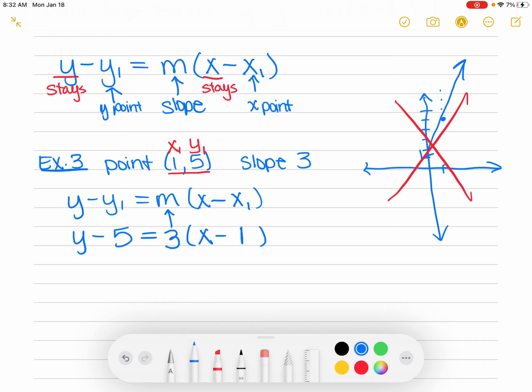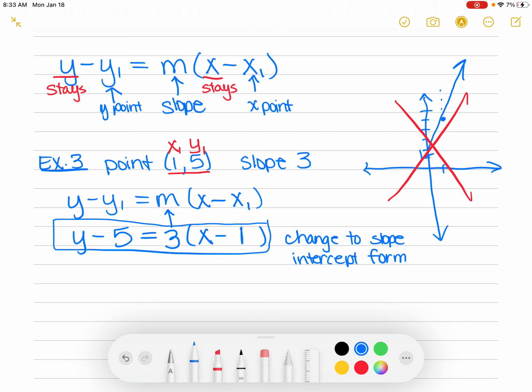But it doesn't want you to finish there. It wants you to change it. It always, on your homework, will say change to slope-intercept form. So let's say you did a test and this is what you gave me for an answer. Okay, I'm going to take off probably half points or even more, because the directions will tell you to change it to slope-intercept form. So let's go ahead and do that.